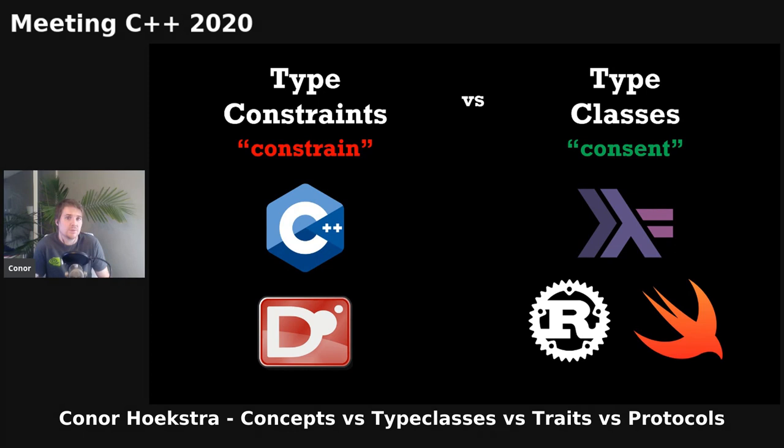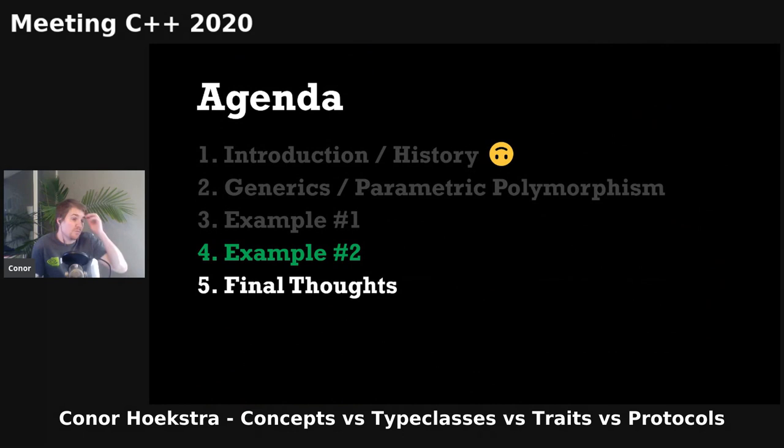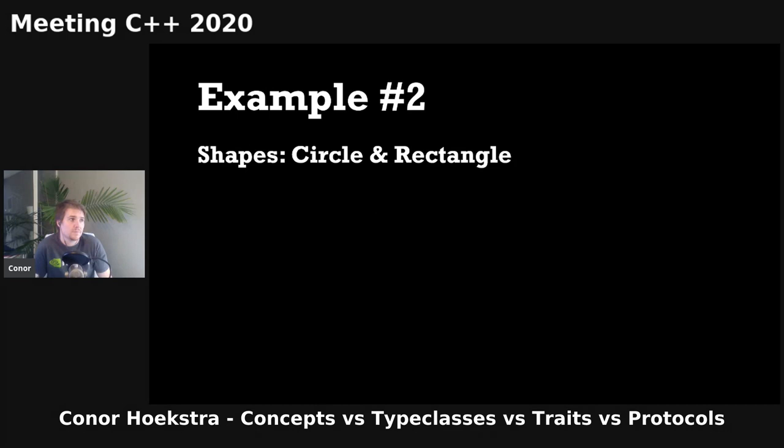So this brings us to our last example, which is a little bit more involved. This is looking at shapes. Specifically, we're going to implement classes, a circle and a rectangle, and then write a non-generic print shape info function. Then we're going to constrain that function by first making it generic, and then adding either a concept or a trait or a protocol or a type class or a type constraint to each of these now generic functions, and we're going to write that concept or language feature ourselves to see what that looks like.